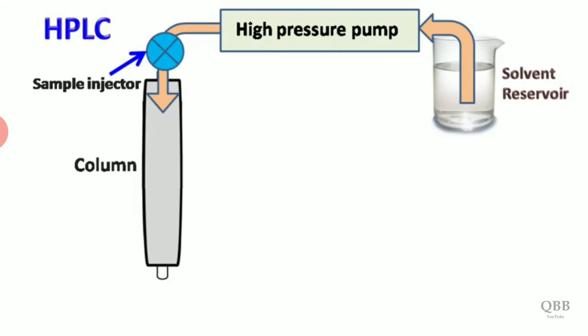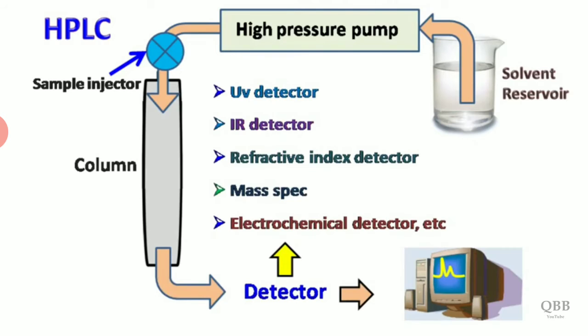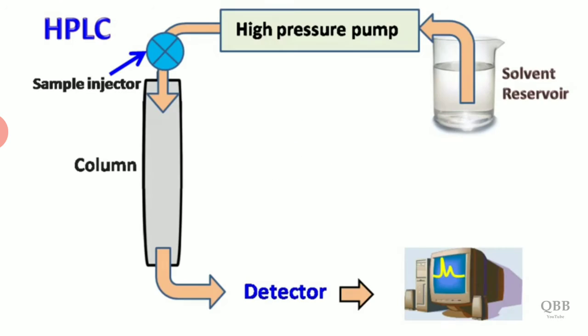Just before the column you have a sample injector, so that you can inject the sample, and once the compounds have eluted you have a detector. The detectors of HPLC are UV detector, IR detector, refractive index, mass spectrometer, or electrochemical detector. So these are some of the types of detectors used in HPLC, and once your compound has been detected you can have the graph, or chromatogram.